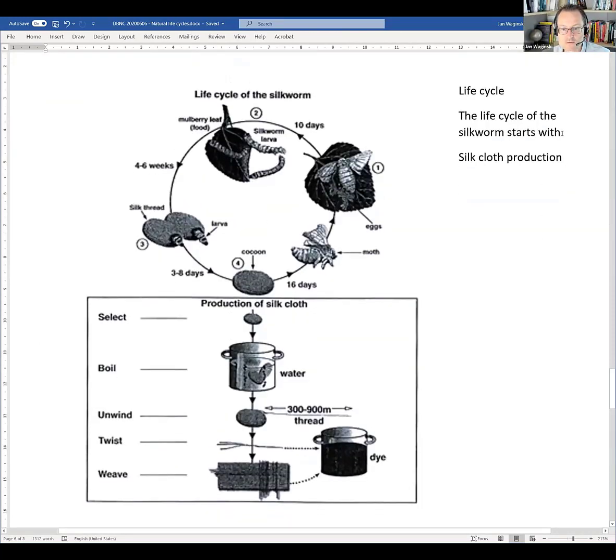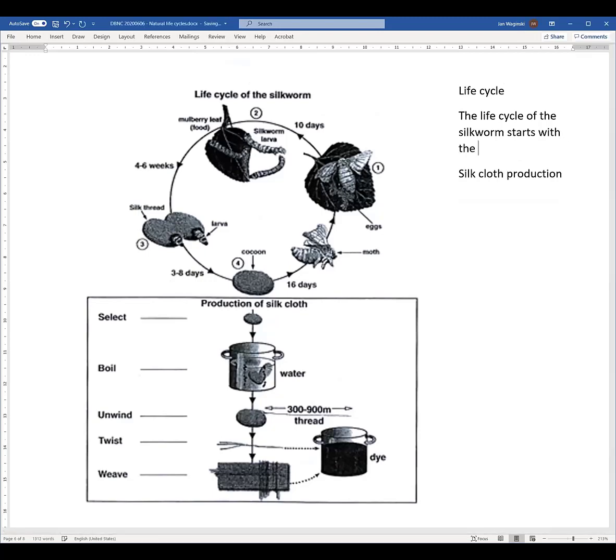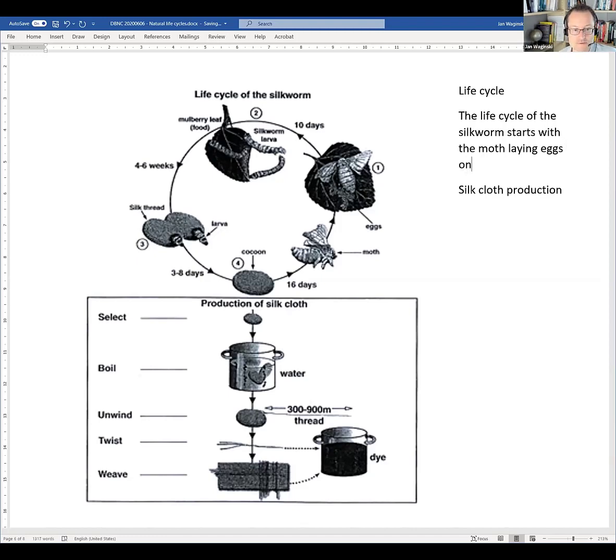So the life cycle of the silkworm starts with the moth. The moth doing what? Producing eggs. Laying eggs. On what? On leaves. And does it tell us what kind of leaves they are? Mulberry leaves.